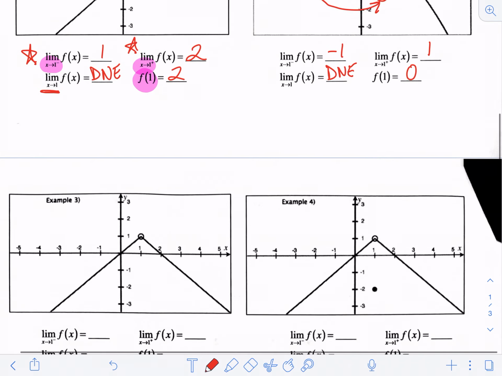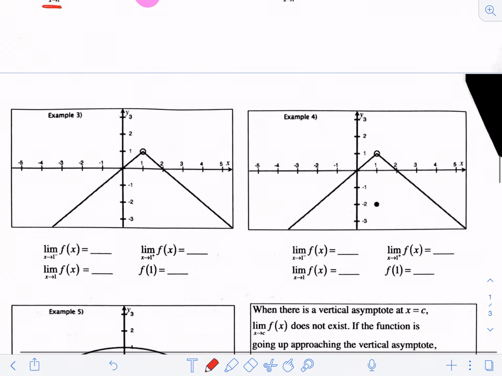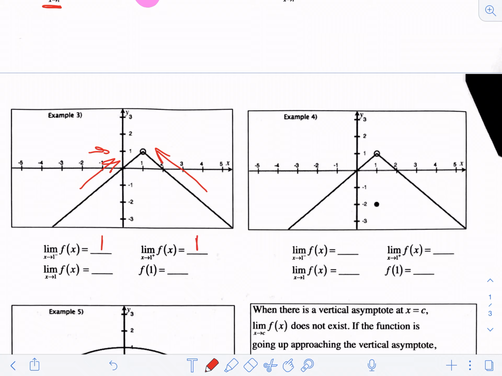Let's try a couple others as well. Here's another graph. It looks like we're going to look at as x approaches 1 again. As it approaches from the left-hand side, it looks like we're getting up to 1. So from the left-hand side, it's 1. As we approach 1 from the right-hand side, again, this y value is 1. So now they match, right? So what is the limit as x approaches 1 overall? Well, that's going to be 1, because the left and right-hand sides match.